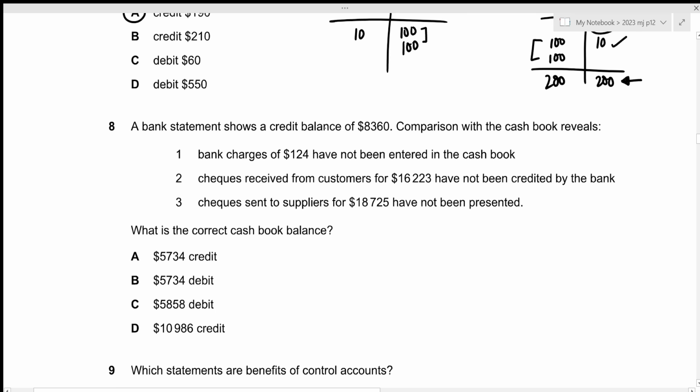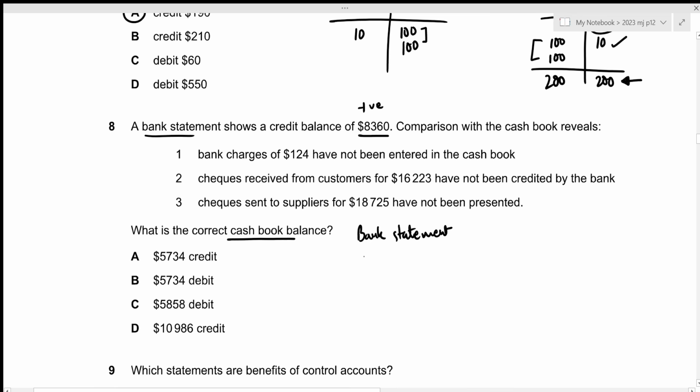A bank statement shows a credit balance of 8,360, and credit balance is a positive balance. Comparison with the cash book reveals the following errors. We just need to figure out the correct cash book balance. So for this, we just need to prepare our bank reconciliation statement, but we're starting with the balance as per our bank statement. So the format is just, we start with our balance as per the bank statement.